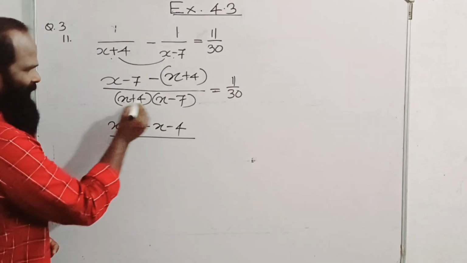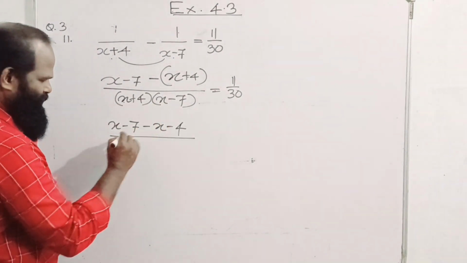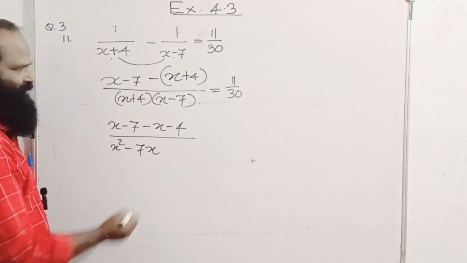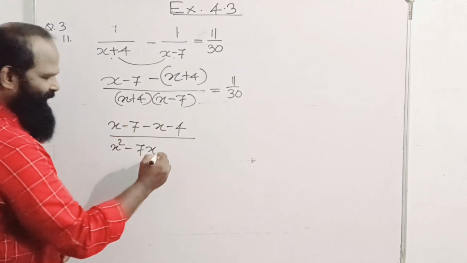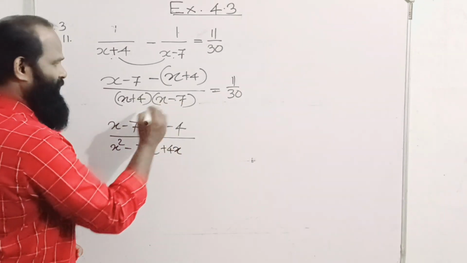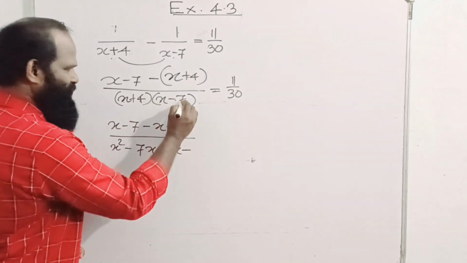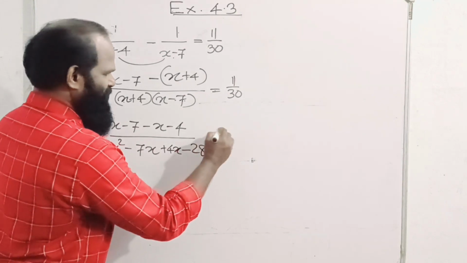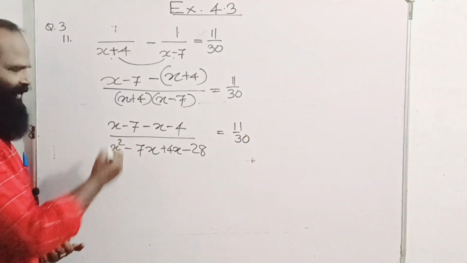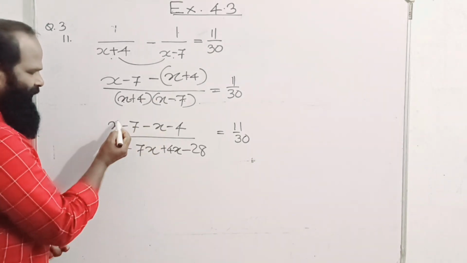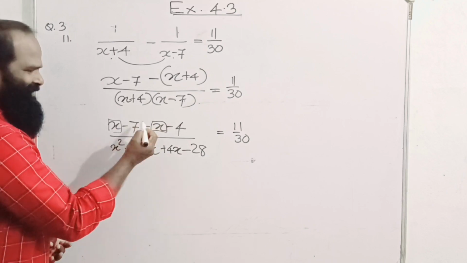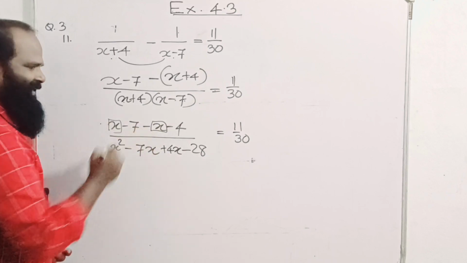Divided by, let's multiply x into x, x square. X into negative 7, negative 7x. Positive 4 into positive x, positive 4x. Positive into negative, negative 4 into 7, 28 is equal to 11 by 30. Over here, we have 2x. Two x's can be seen. One is positive, another is negative.